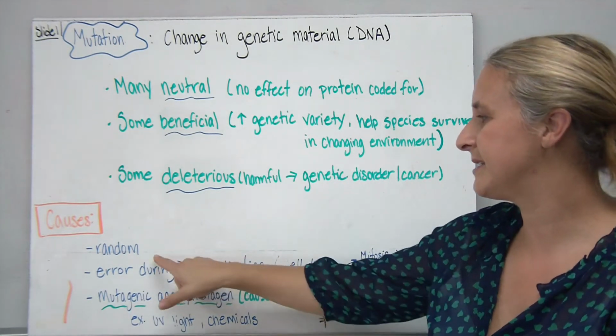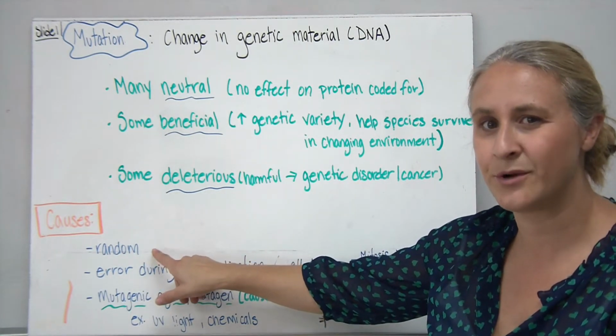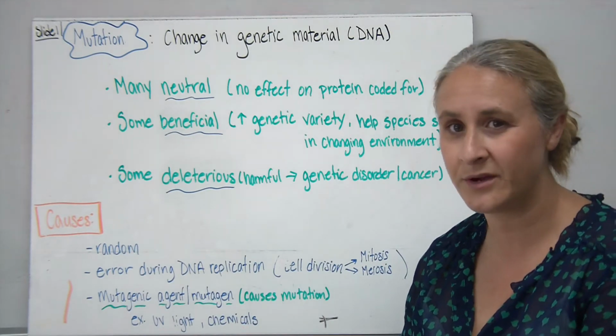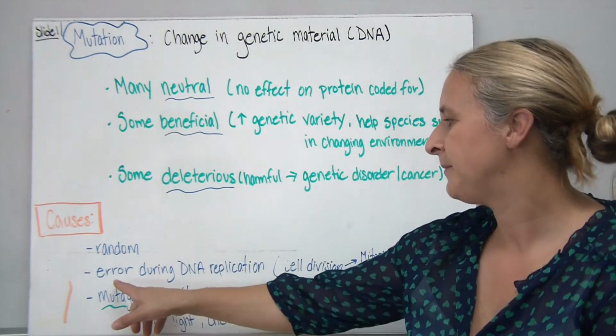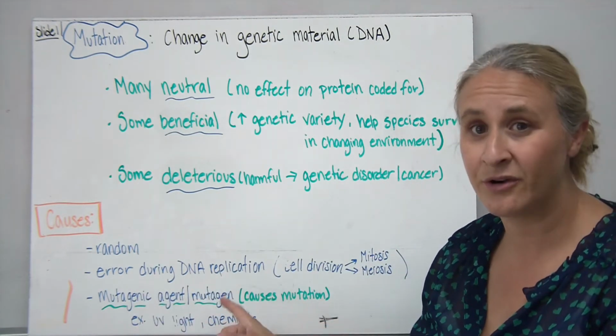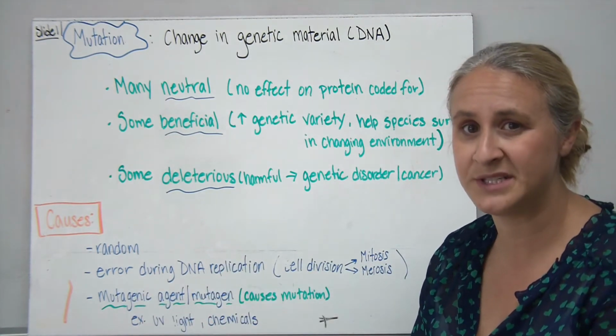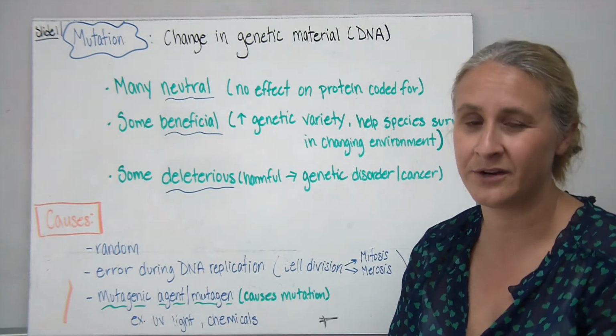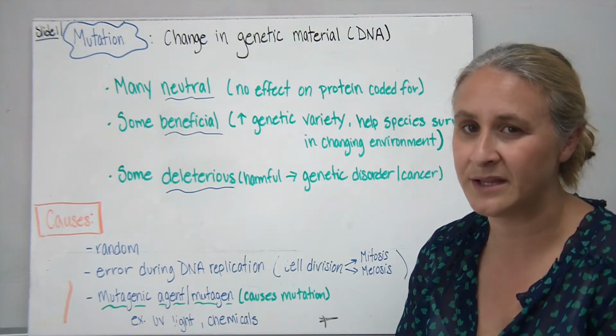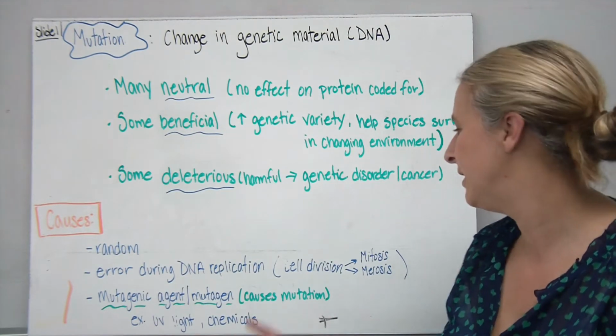The idea is that the causes of mutations are random. We have no idea when they're going to happen. We can't even predict when they're going to happen. What happens is there could be an error during DNA replication. When DNA is making a copy of itself, it may accidentally put in the wrong letter, kind of like when you accidentally make a spelling error when you're writing down a word.